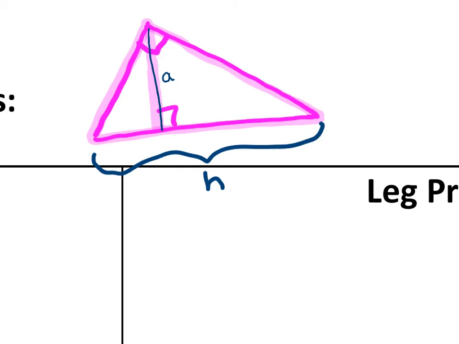There are two legs, so we're going to call this one leg 1 and this one leg 2, and it doesn't matter which one's which, but there are two legs. They are the non-hypotenuse. And then there are two segments of the hypotenuse. Let's call this segment 1 and let's call this segment 2. Again, it doesn't matter which one's 1 and which one's 2.